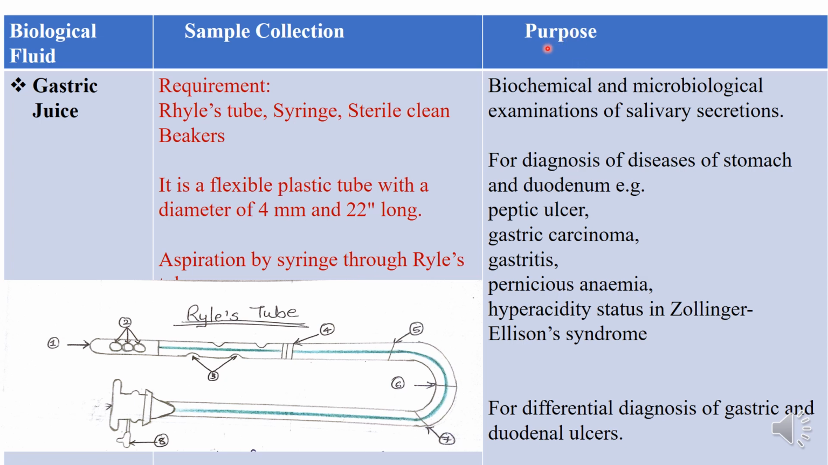Now the purpose of collecting gastric juice is to carry out biochemical and microbiological examinations, such as for the diagnosis of stomach and duodenal diseases such as peptic ulcer, gastric carcinoma, gastritis, pernicious anemia, hyperacidity status in Zollinger-Ellison syndrome. It may also be used for differential diagnosis of gastric and duodenal ulcers. With the help of gastric juice, one can also find out the basic acid output and the maximal acid output during the day.